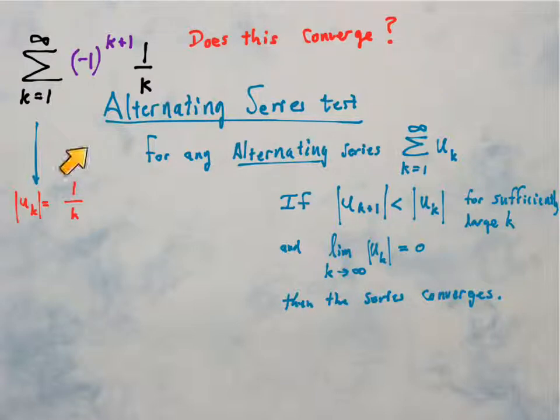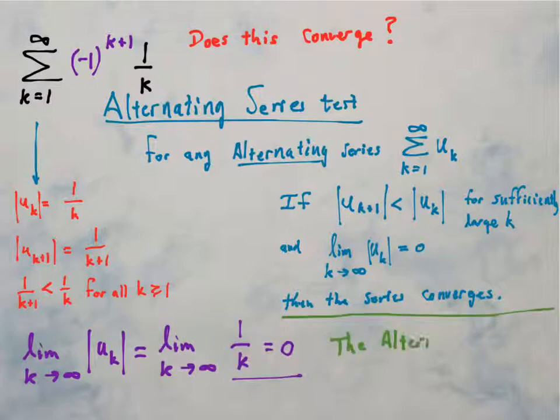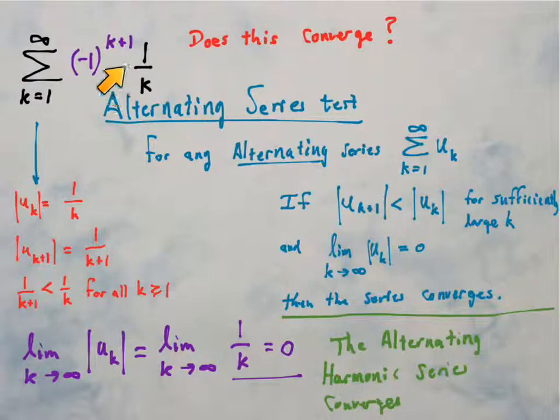So let's look at our alternating harmonic series. The absolute value of this sequence is 1 over k, because the absolute value negates any negativity that will emerge from this little trick. I know that 1 over k plus 1 is always going to be less than 1 over k for any positive values of k. And I also know that the limit approaches 0, and therefore by the alternating series test, this particular alternating harmonic series does converge, which is interesting because the series 1 over k, the harmonic series, is divergent, but the alternating series is convergent.